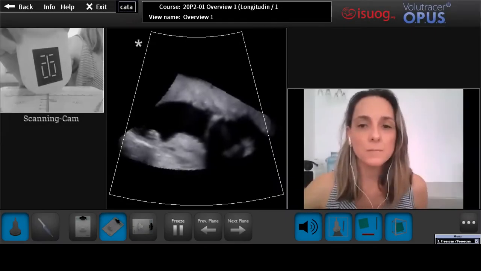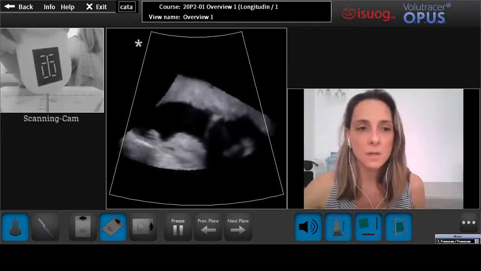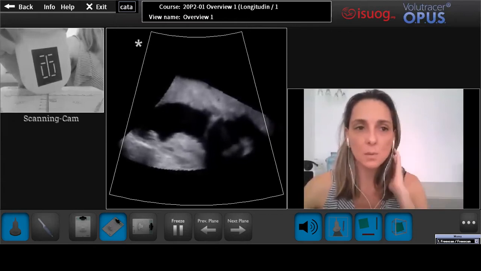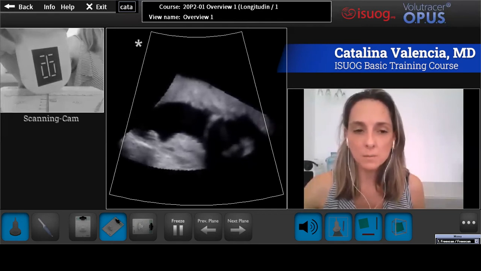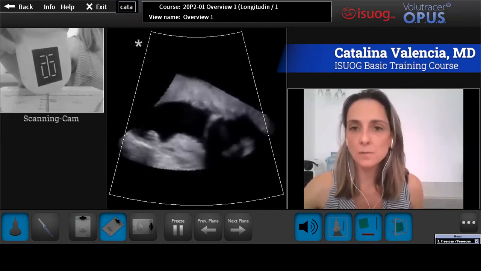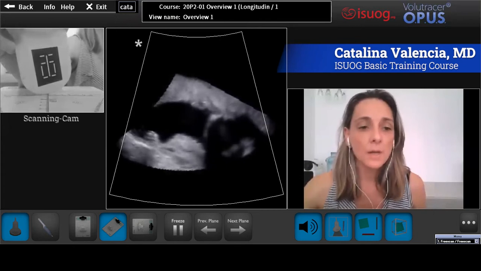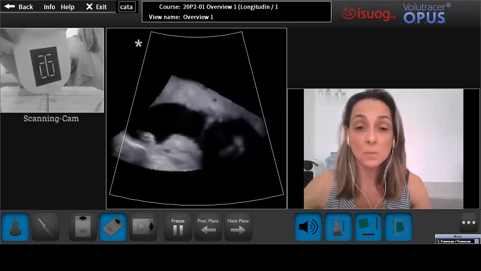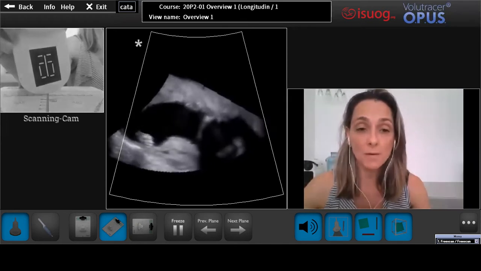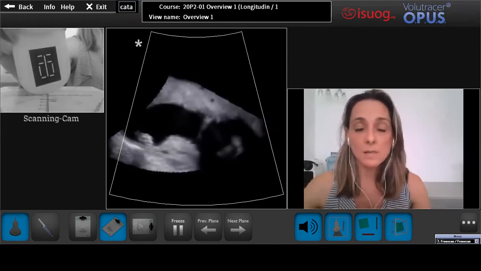So hello everyone, we are going to start doing this simulation with this Opus simulator. We're going to review the fetal anatomy in the next 25 minutes or so. So to start, we remember that to check the anatomy, we have already done the 6-step approach.